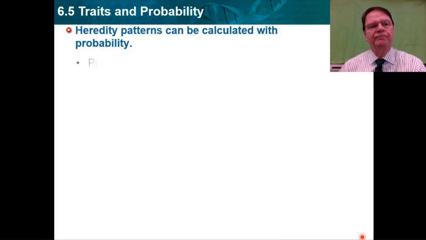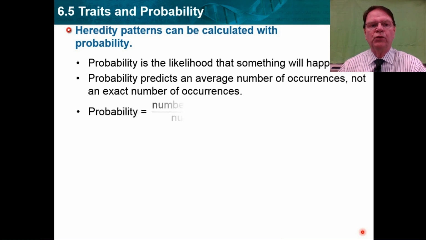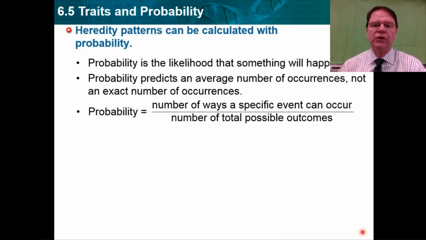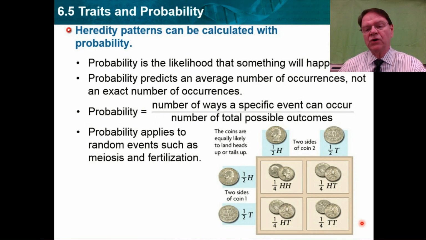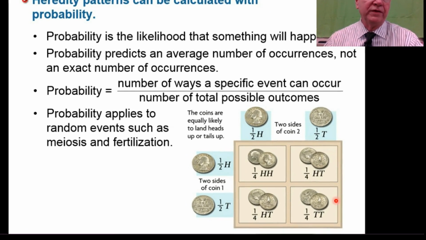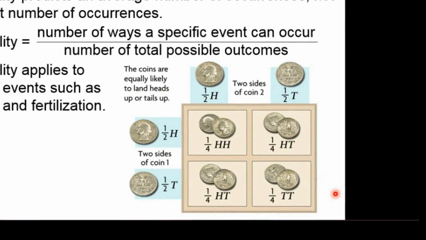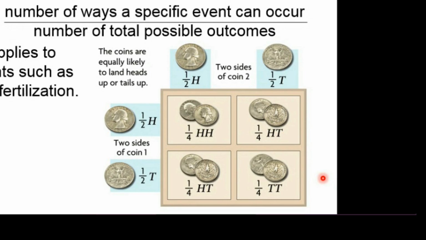But let's move on. Heredity patterns can be calculated with probability. As we said, probability is the likelihood that something will happen. And so we will want to look at the number of ways that a specific event can occur, dividing that by the total number of possible outcomes. And so this is how we calculate probability. And so it's going to apply to all kinds of random events, such as meiosis and fertilization. And we often model these kinds of processes using the flipping of coins. So when you flip a coin, you have heads or tails, don't you? So the probability of getting heads is basically 1 in 2, or 50%.